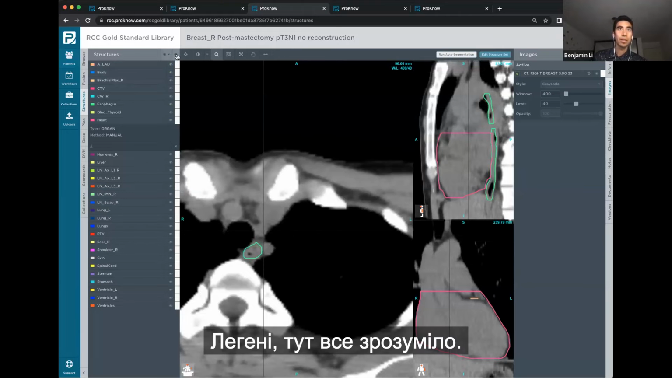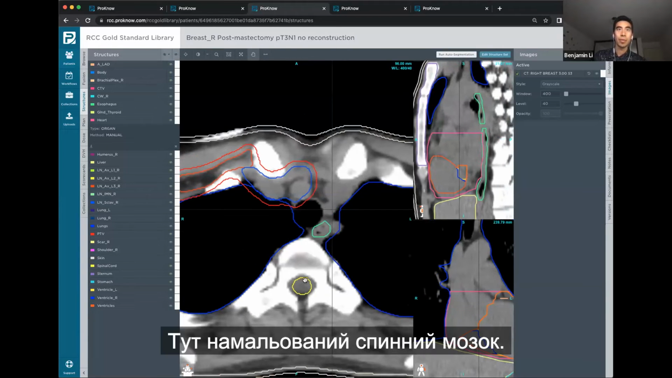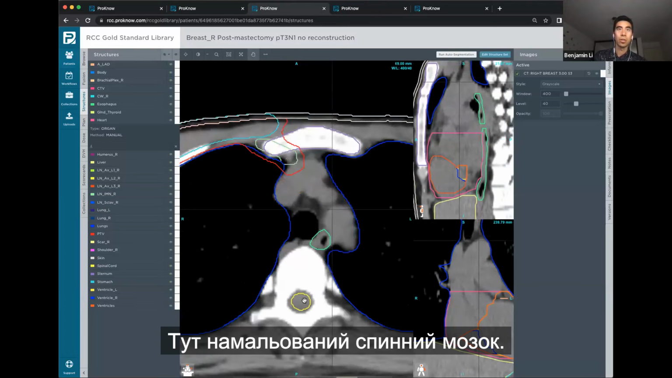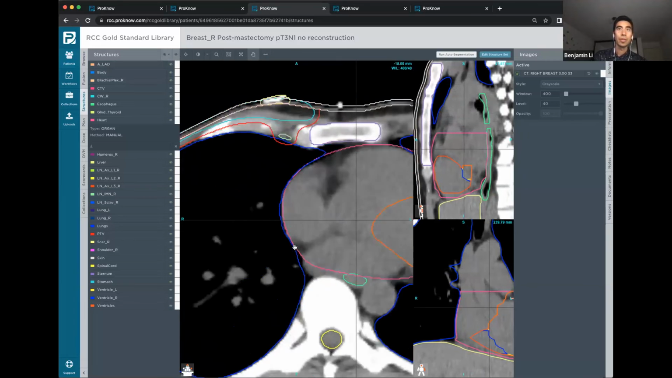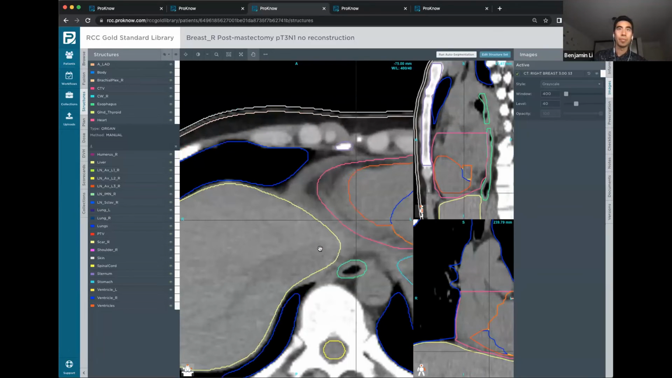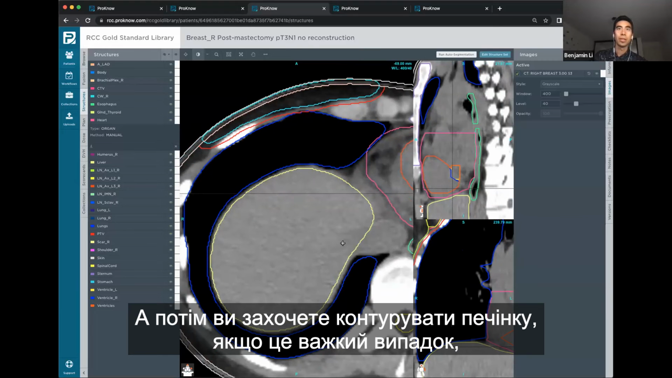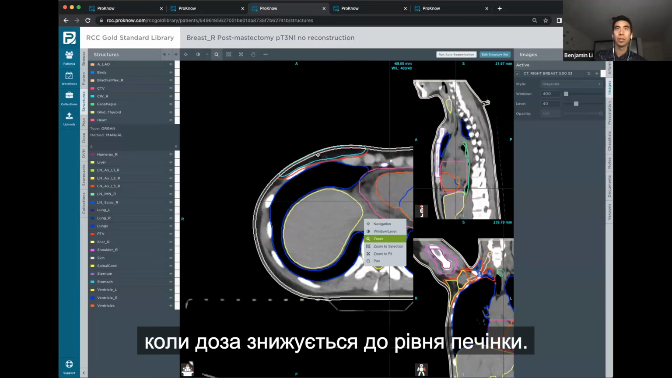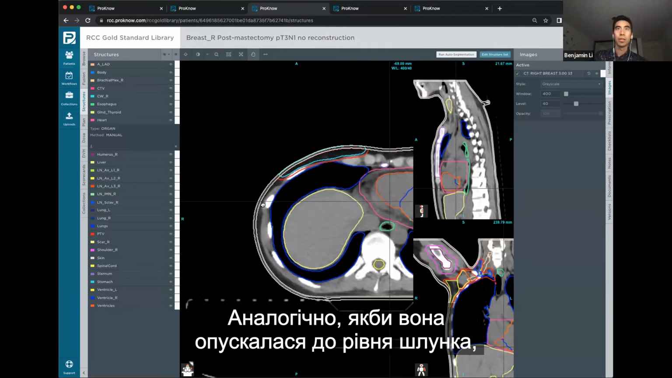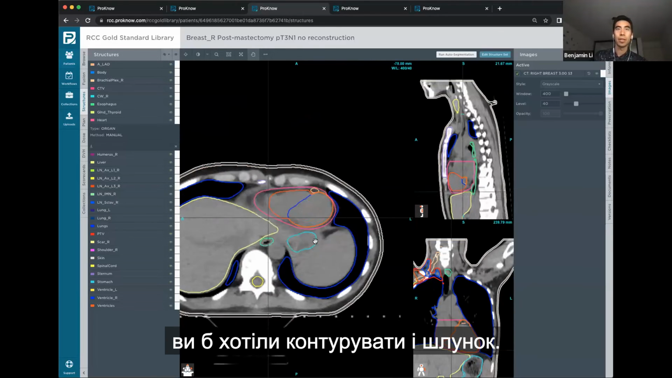The lungs, pretty self-explanatory. I have the spinal cord drawn here. And then you will want to contour the liver if it's a heart case where the dose is going down to the level of the liver. Similarly, if it was going down to the level of the stomach, you would want to contour the stomach as well.